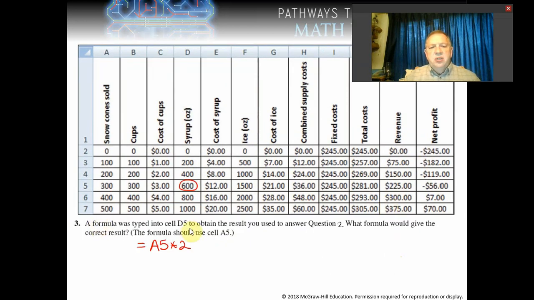So a formula was typed into cell D5 to obtain the result you use to answer question 2. What formula would give the correct result? Here, the 600, they're just asking what this value would be. It would be A5, the number of snow cones, times 2. So I'm doubling that, 300 times 2, and that would be the 600. Next one, A6 times 2, the 400 times 2 would give me the 800.